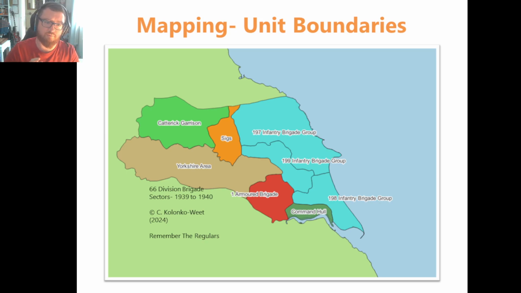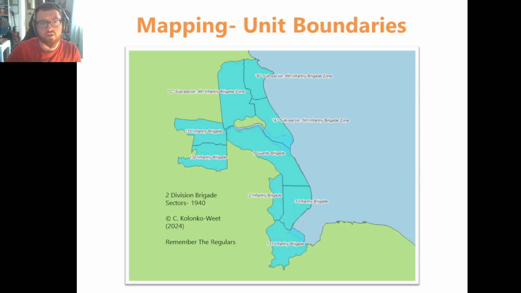So these are the brigade boundaries from 1939 to 1940, and these were soon changed with the introduction of the 2nd Division. So you've seen how the administration and how units were deployed within a division changed quite significantly from the 66th Division to the 2nd Division. And this is something, like I say, when these divisions were replaced and moved, the boundaries they allocated changed drastically. And this is something that needs to be demonstrated. And one way I'm doing this is through mapping.